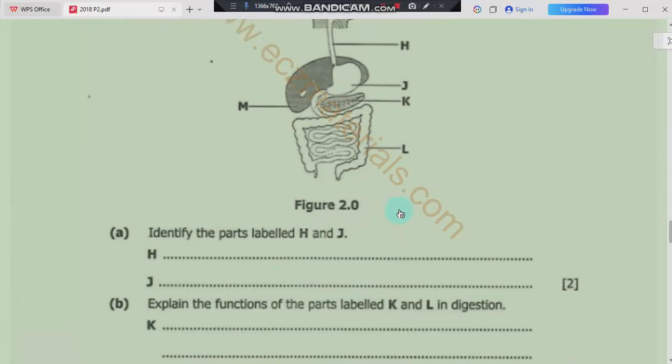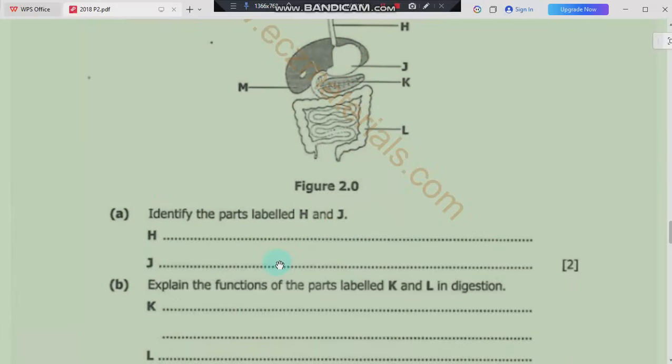Then moving on, the question says explain the functions of the parts labeled K and L in digestion. So we have part K and part L. Part L is the large intestine and part K is our pancreas. Now, what is the function of these parts? Starting with K, being our pancreas, the pancreas helps to produce pancreatic juice during the process of digestion.